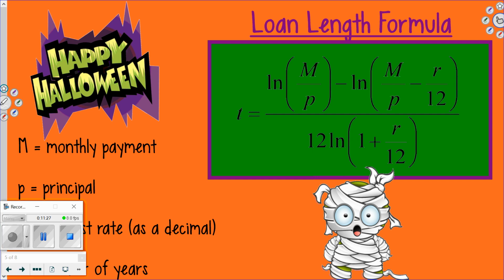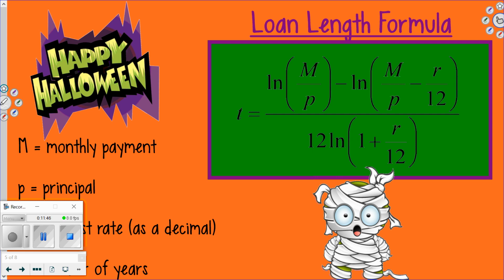All right, guys, so this loan length formula, this is what you would use if you're like, I want to borrow this much money and I can afford to pay like 500 bucks a month, but I can't afford more than that. So then you could use this formula to figure out, well, how long of a loan would you have to have then? So that's what this is used for.